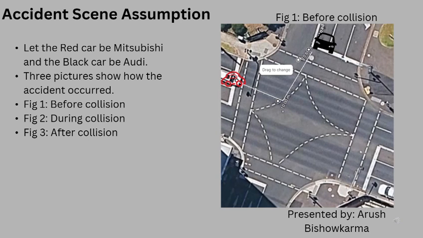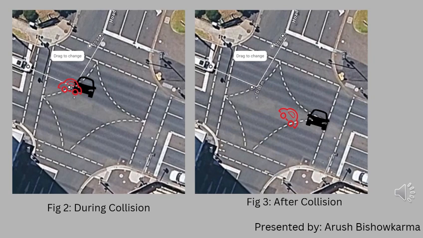Here are our diagrams. In the diagram the red car represents the Mitsubishi and the black car represents the Audi. The first slide is before collision, and the remaining two slides are the during collision and after collision diagrams. This helps us visualize how the crash unfolded and provided accurate data for calculations. You can have a look at this.